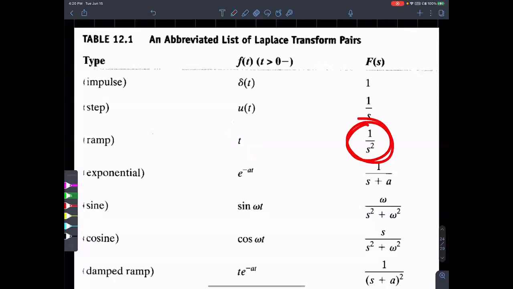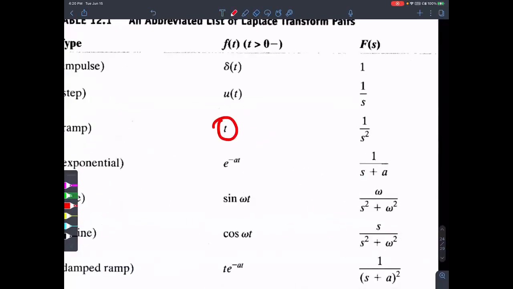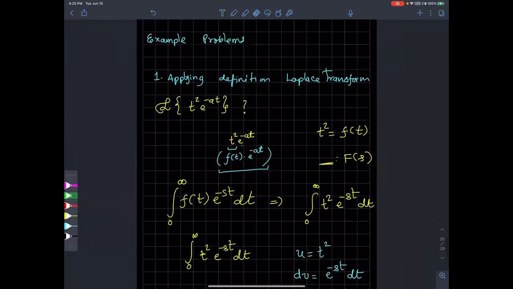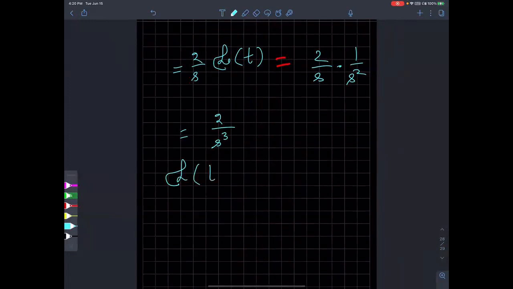I don't have to redo that, I can simply look it up on my table 12.1. Notice that the Laplace transform of t is 1 over s squared. Hence, the Laplace transform of t squared is going to be 2 over s cubed.